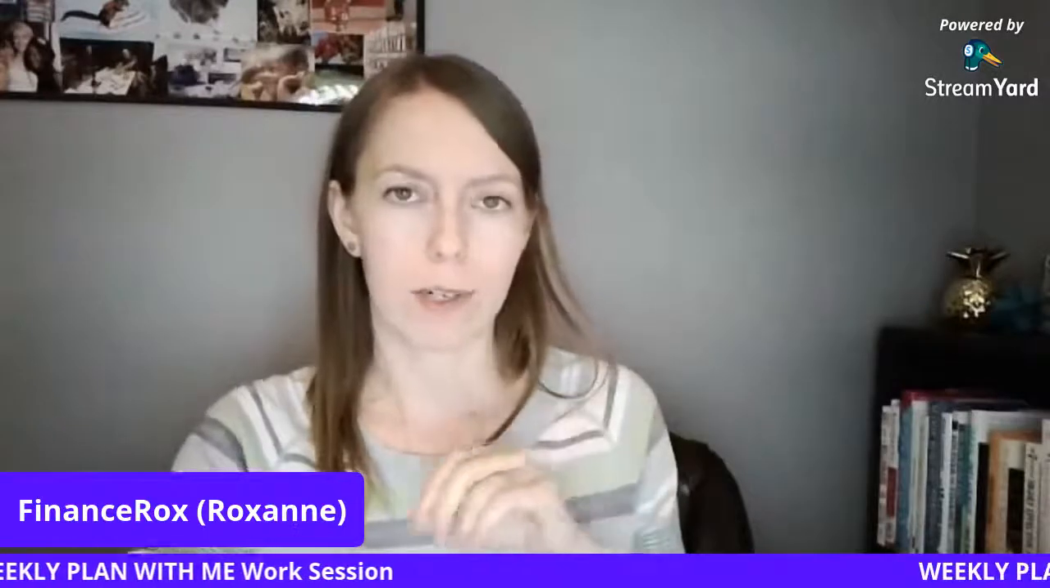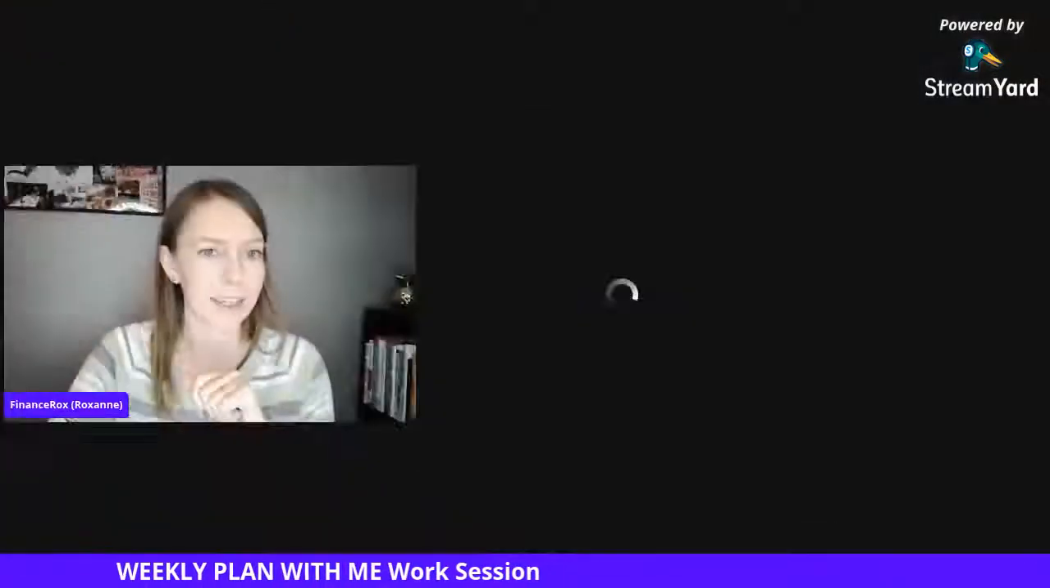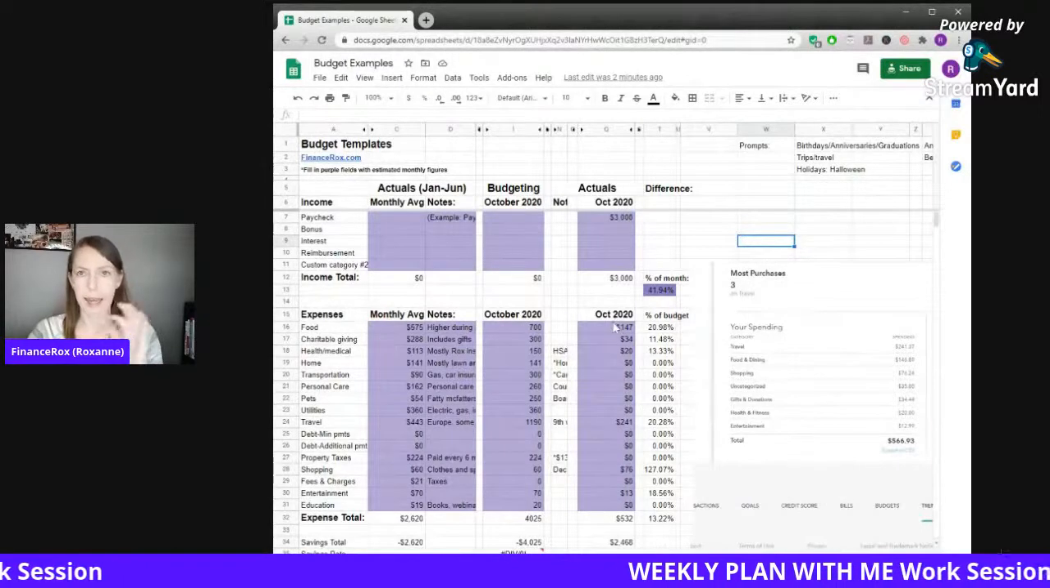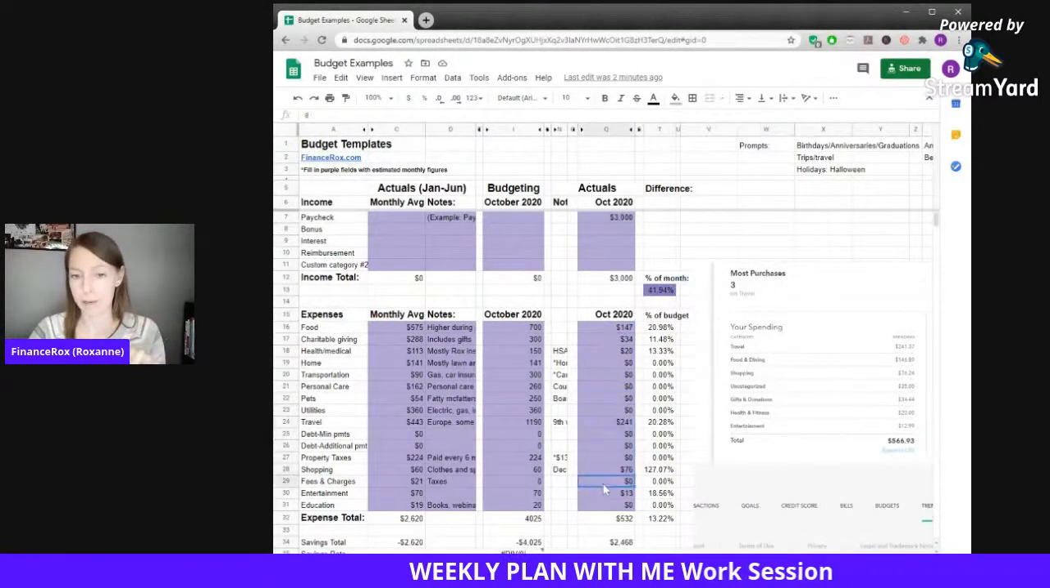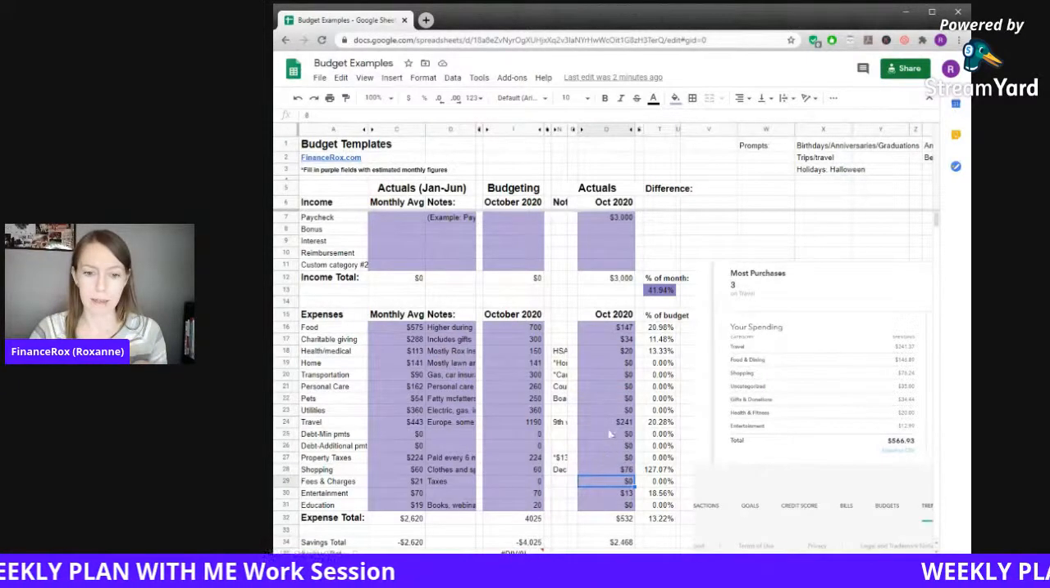Okay, so I realized that I kind of rushed through the part where you analyze your actual spending so far compared to budget. So just to recap that really quick, okay, I need to not click around like an insane person. So share screen for budget examples. Okay, so back to this spreadsheet, I went ahead and I repopulated my actual October spending month to date.